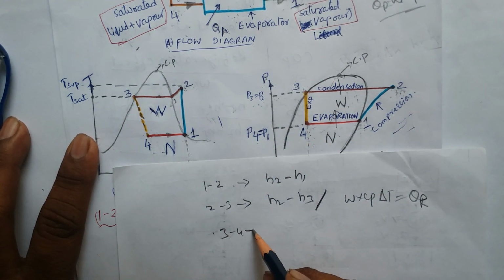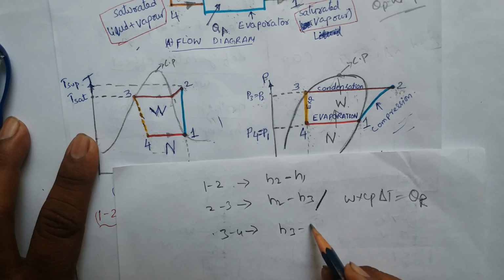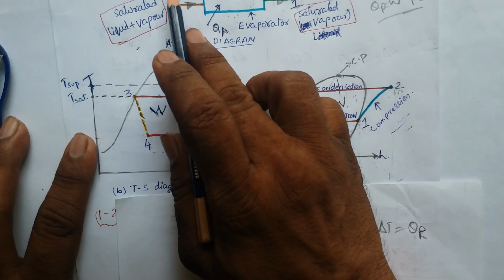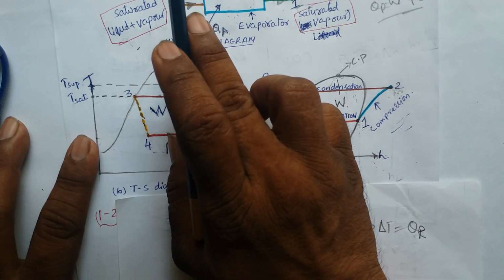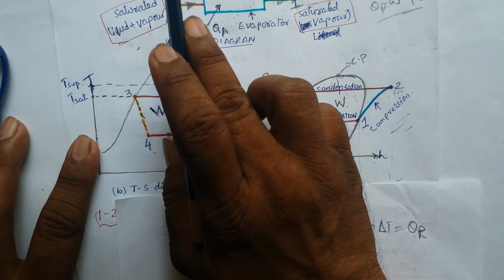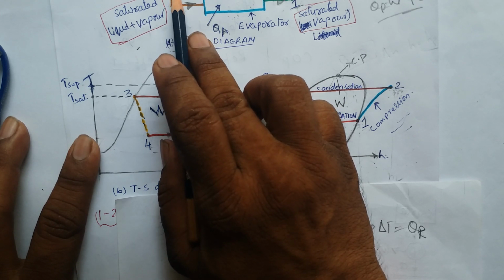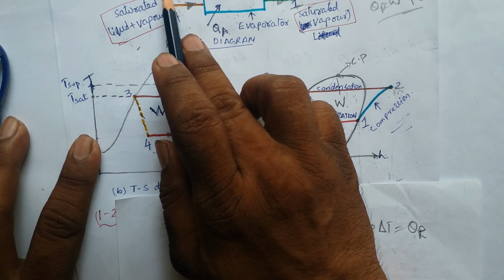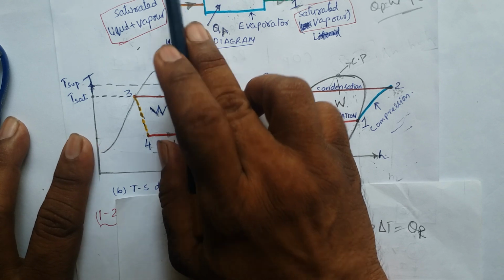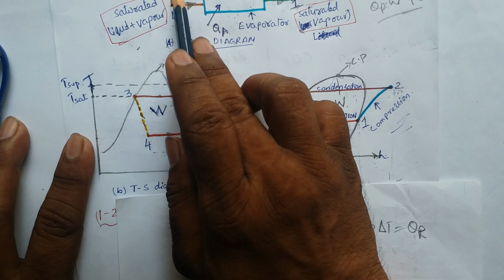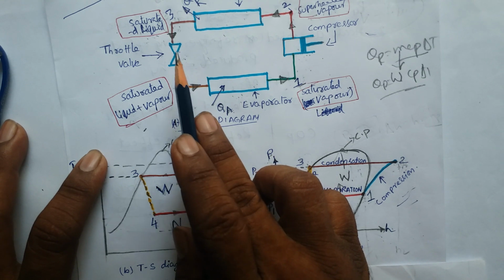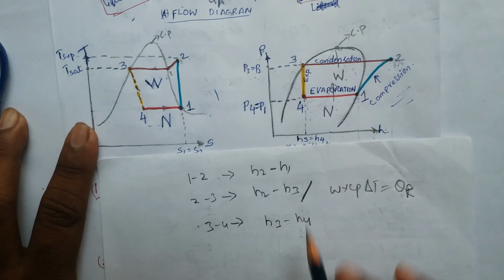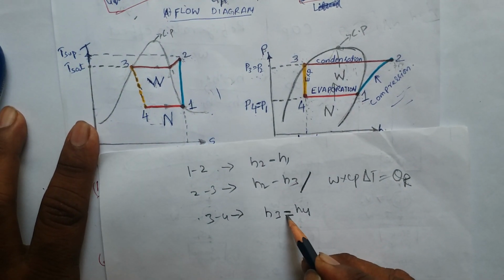The 3 to 4 process is H3 equal to H4. Here, no heat is supplied to the system and no heat is rejected from the system. So this is called an isenthalpic process. Enthalpy is constant, so this is called an isenthalpic process. H3 is equal to H4.